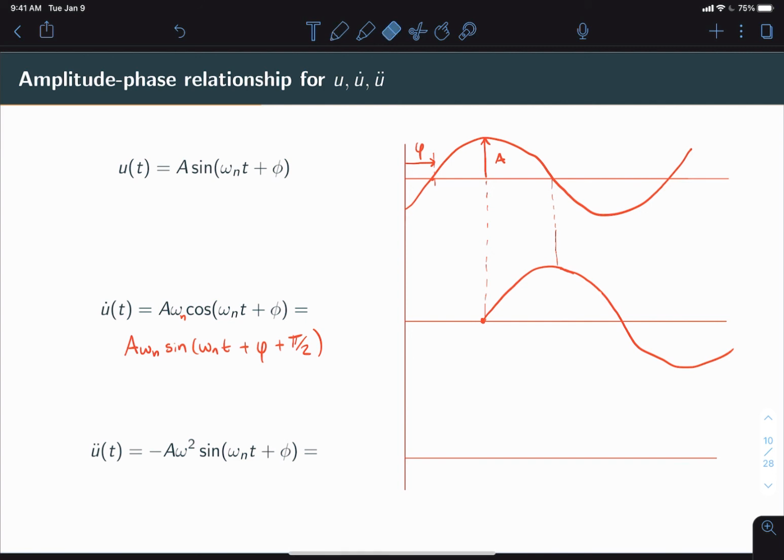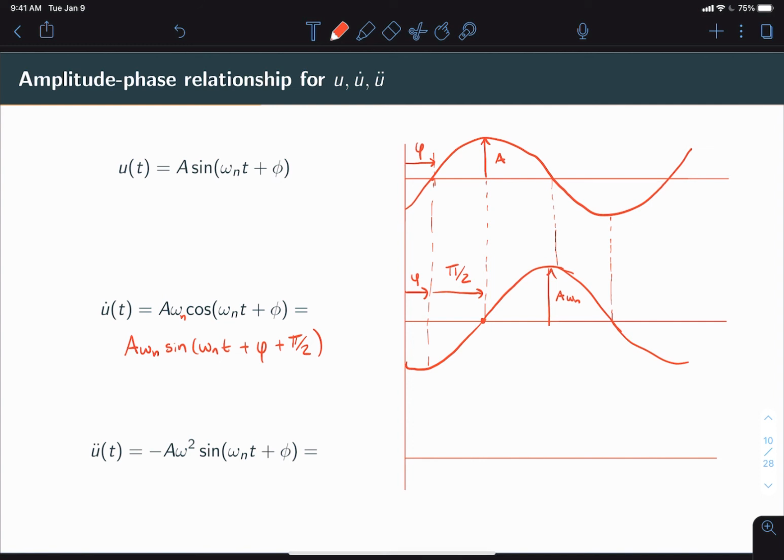And I've drawn this poorly, but the negative peak of the displacement should correspond to the negative 0 crossing of the velocity, and so on. And also, our amplitude is going to change, right? So this is going to be now equal to a times omega n. So that could grow or decrease depending on the value of omega n. And again, to be clear, this is phi, and this is an additional pi over 2 shift.